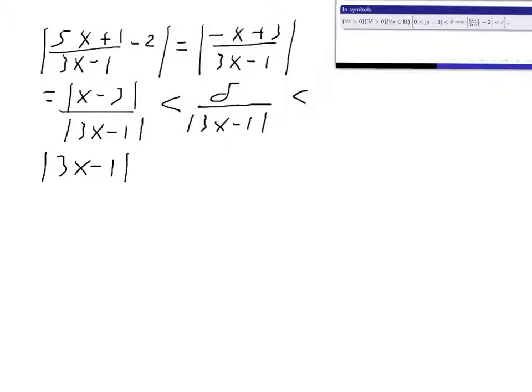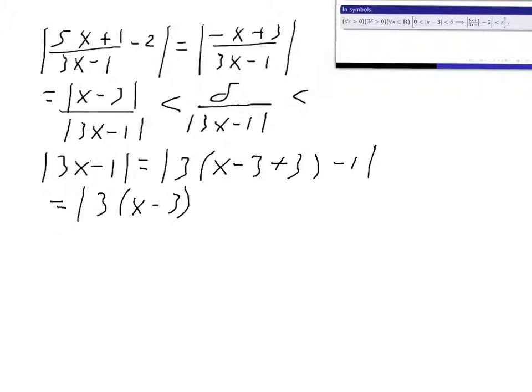I taught you something about finding lower bounds on things a few videos ago. Since we're interested in seeing things of the form absolute x minus 3 showing up, I try to get x minus 3's in the picture by adding and subtracting a 3 in the absolute value of 3x minus 1. That's equal to the absolute value of 3 times (x minus 3) plus 9 minus 1, and 9 minus 1 is 8. And now I apply the reverse triangle inequality to get 8 minus 3 times absolute x minus 3. That's the reverse triangle inequality.